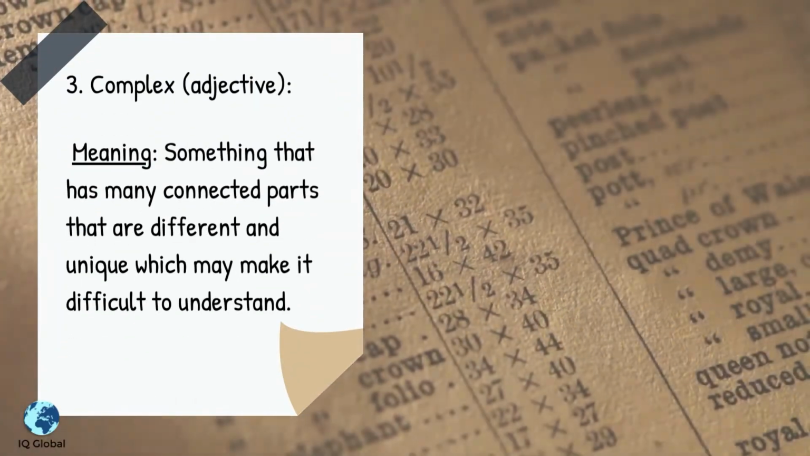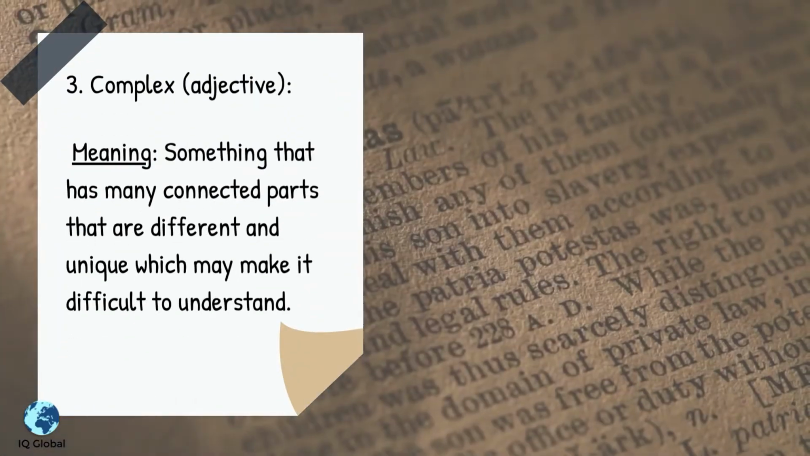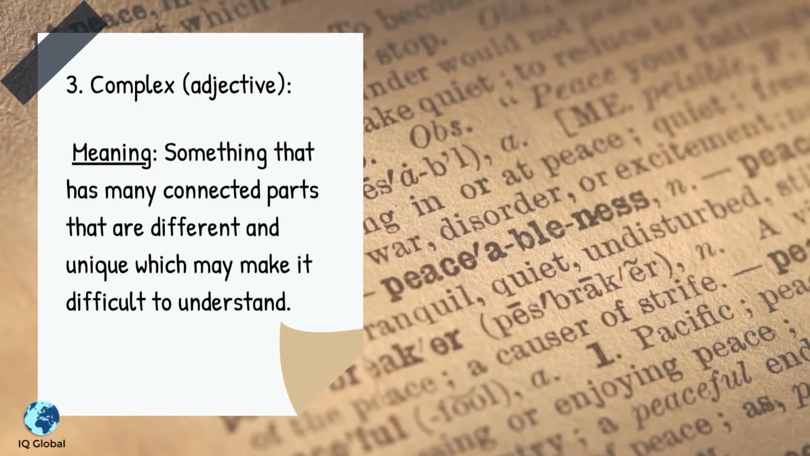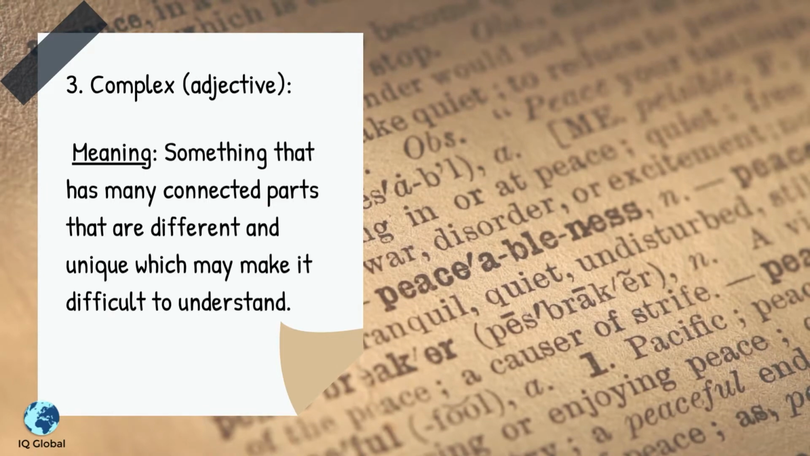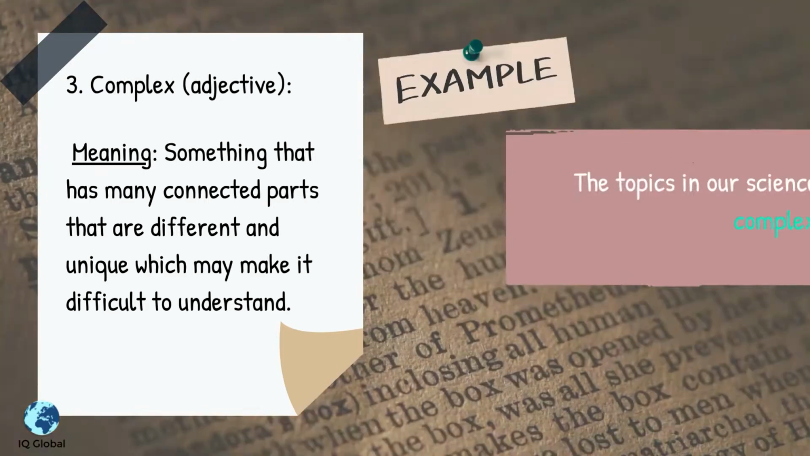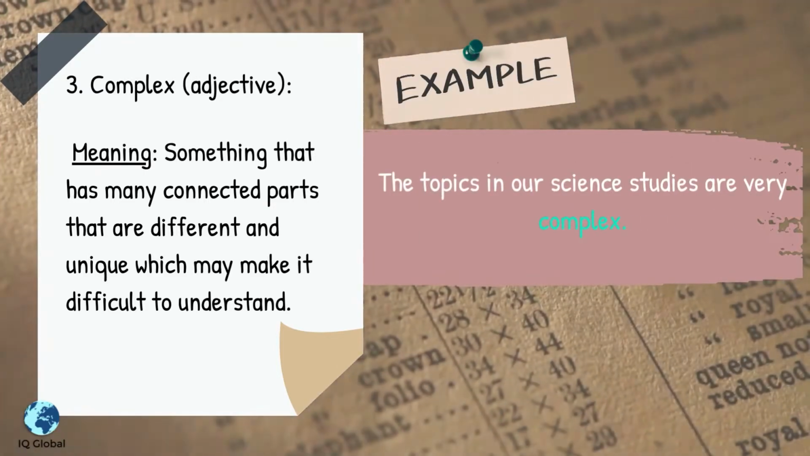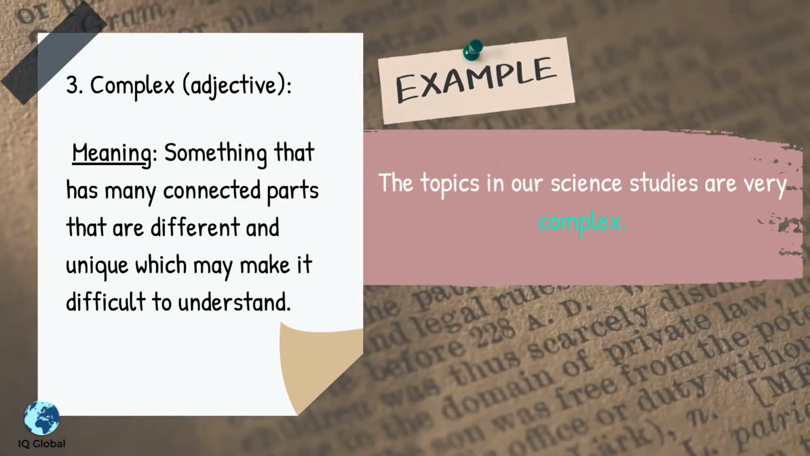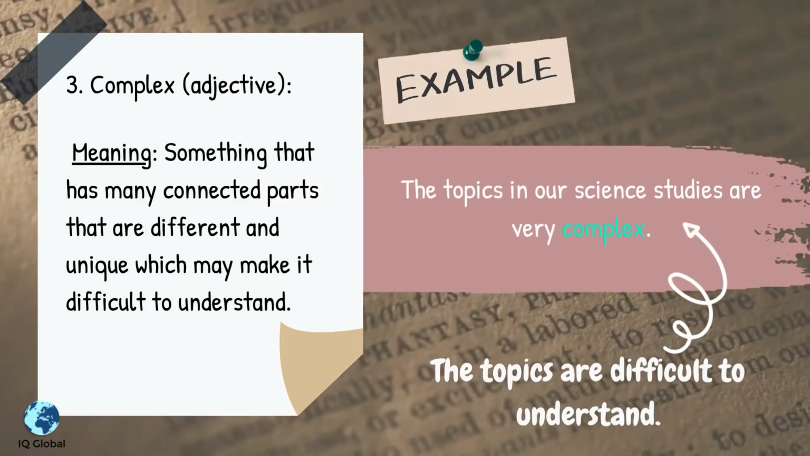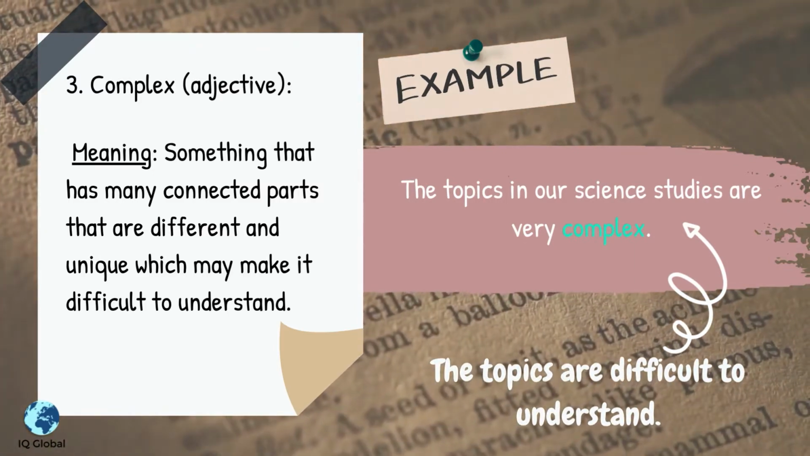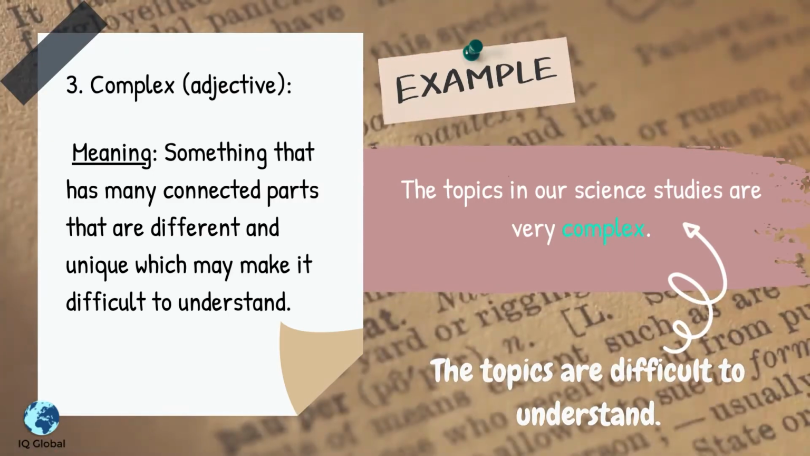3. Complex. This is an adjective, something that has many connected parts that are different and unique, which make it difficult to understand. Let's have a look at this sentence. The topics in our science studies are very complex. What this sentence is saying is that the topics are difficult to understand.